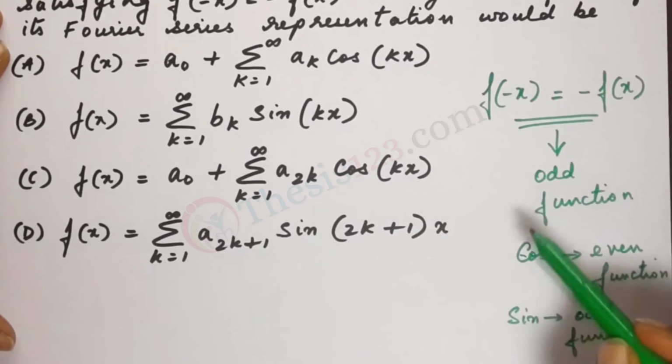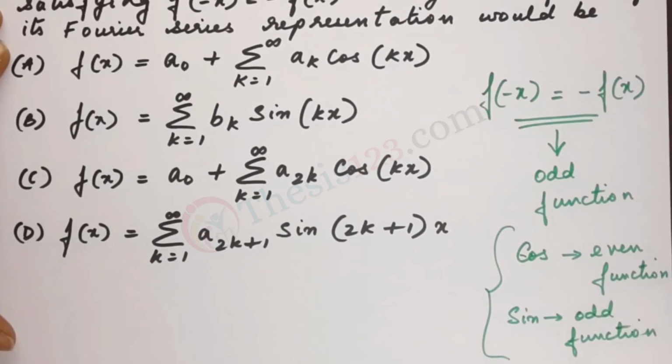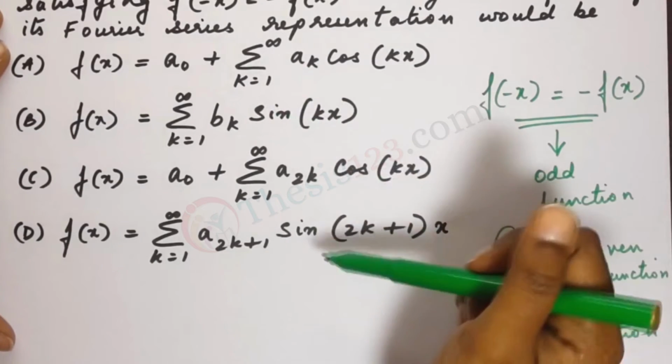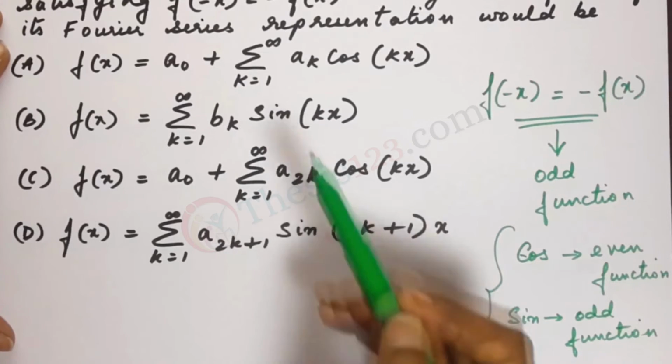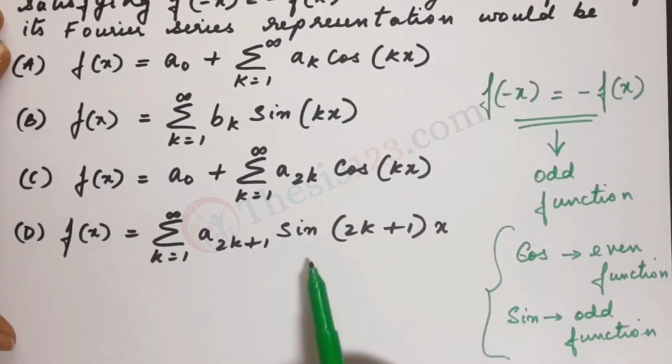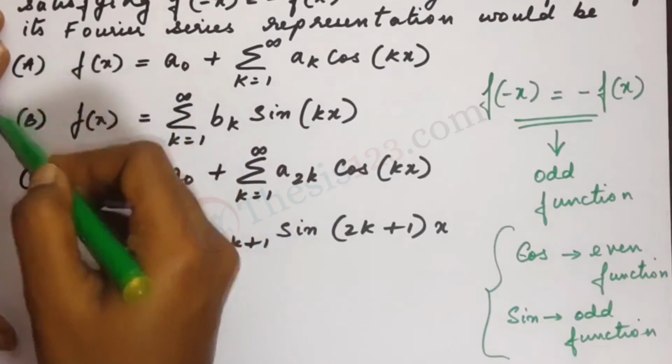So this helps us. You see, these are clues for us. If the condition indicates that the function is odd, which means that we are looking for a sine function. In all of these 4 options, we see that there is a sine term over here in option B, and there is a sine term here in option D. So that rules out A and C.